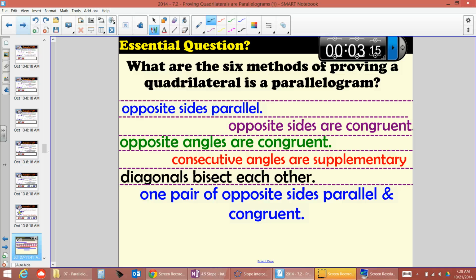So now we're going to get into, here's all the 6 methods. I want you to know every single one of these 6 methods for the test. And I'm going to give you their definitions. You don't have to memorize them. Just make sure you know them. So fill in your essential question with these 6 methods.